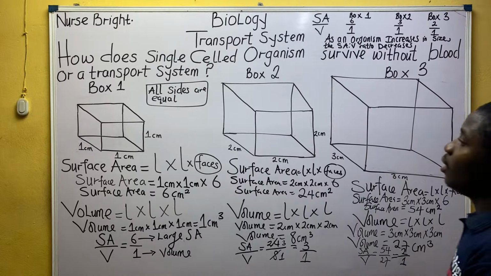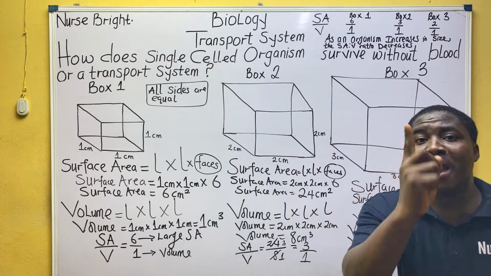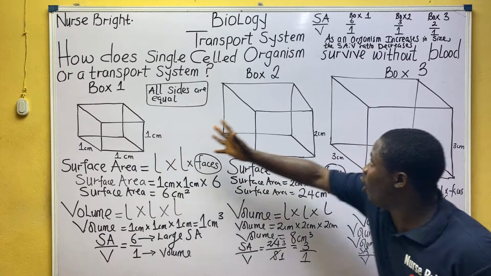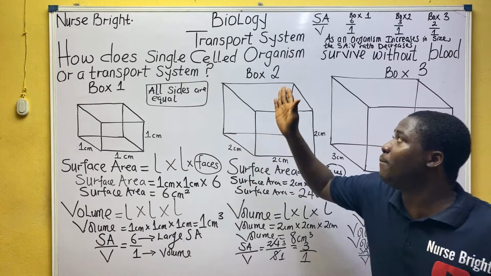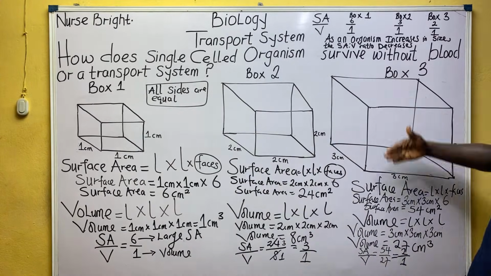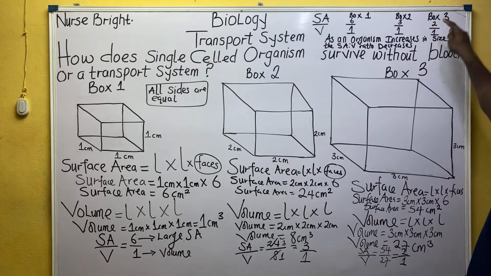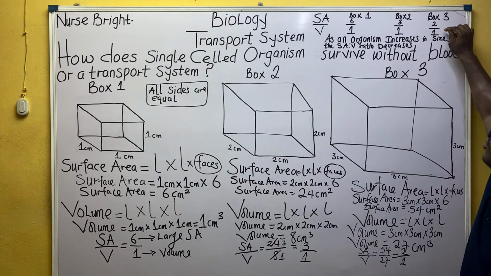Class, listen and listen well. Remember, look at these boxes. Are you not seeing that from here it became bigger and bigger? And you check that this one that is bigger now has a lower surface area to volume ratio.